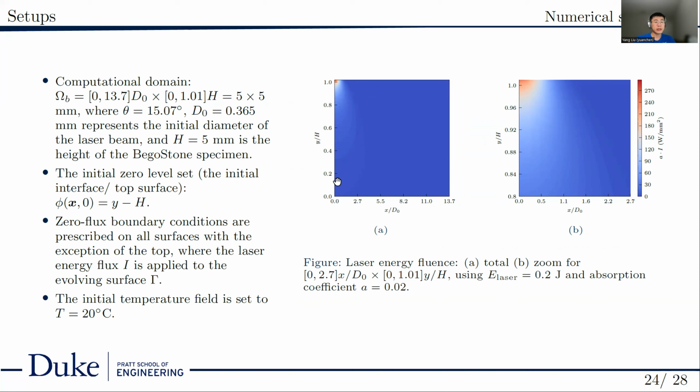This figure illustrates the resulting laser energy fluence profile at time t. To be noted, we use A times I, using an absorption of A equals 2% of the total energy, and a standoff distance of SD equals 0 millimeter. Because, as we know from the experiment, only a part of the total laser energy is actually absorbed, so we have to use this absorption ratio here.